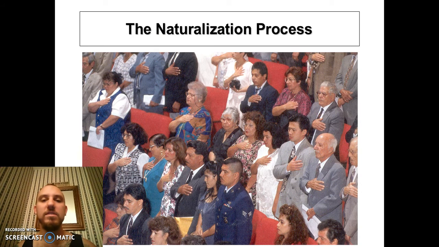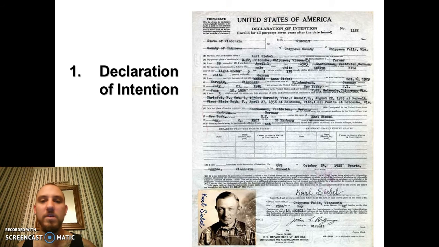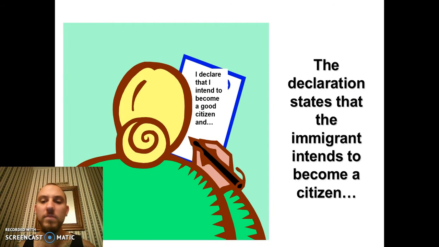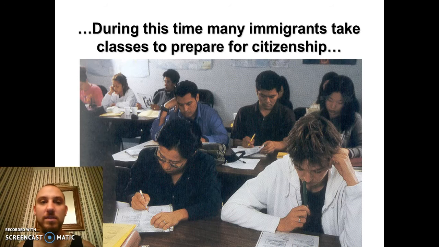So, we need to know a little bit more about the naturalization process. First is the Declaration of Intention, and you can see an example of a declaration on the screen in front of you. The declaration is a statement that the person immigrating to the United States intends to become a citizen, and after they fill out the declaration, many immigrants sometimes take classes to prepare for citizenship.